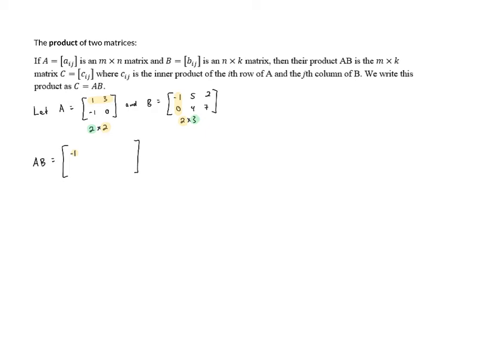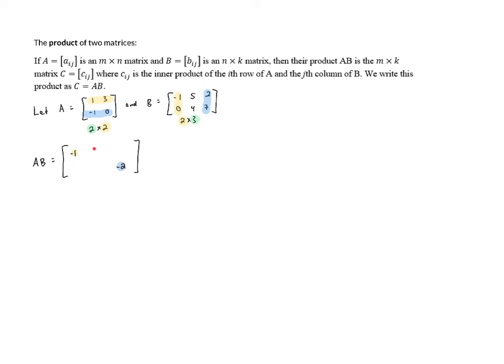Let's take a look at the bottom right element. This is the second row and the third column. So to figure out what goes here, we need to take the inner product of the second row of A with the third column of B. So in this case, we would have negative 1 times 2, which is negative 2, plus 0 times 7, which is 0, and negative 2 plus 0 is negative 2. So for all 6 of these elements, we need to take an inner product.